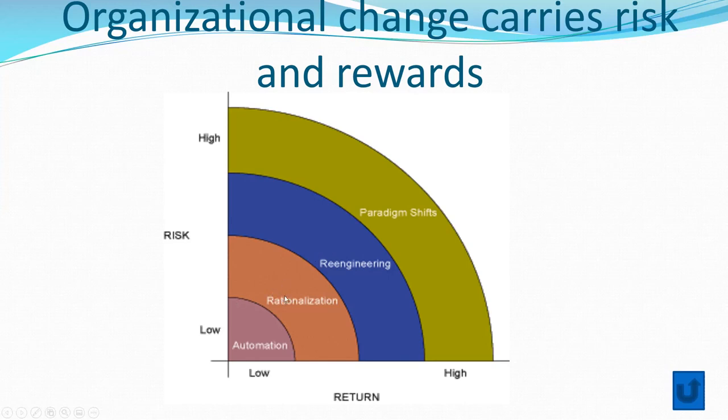Basically, in rationalization, the risk is somewhat higher than automation. The return is also high, because some unused routines, or routines which are not used that much, might be removed from the process. Then the routines are much shorter as well as easier, which means that the return is high, as well as the risk, in rationalization.